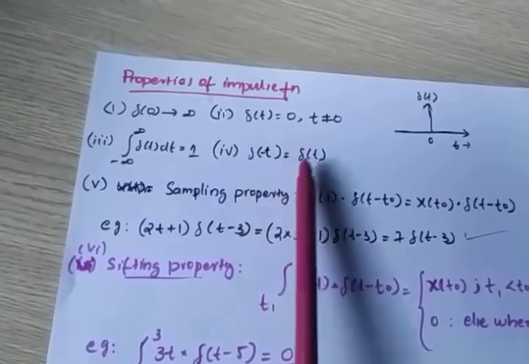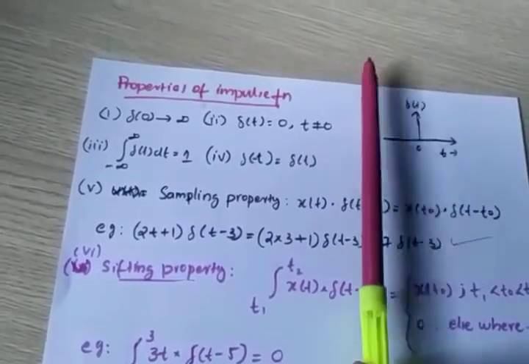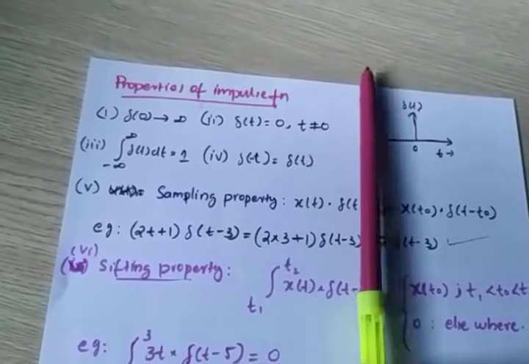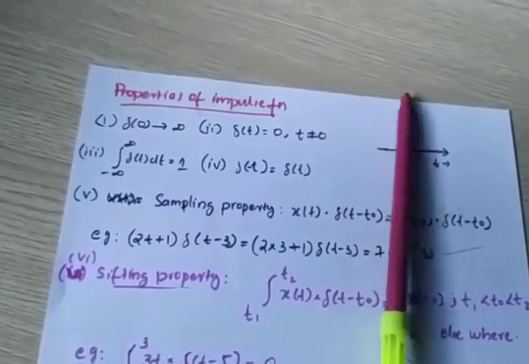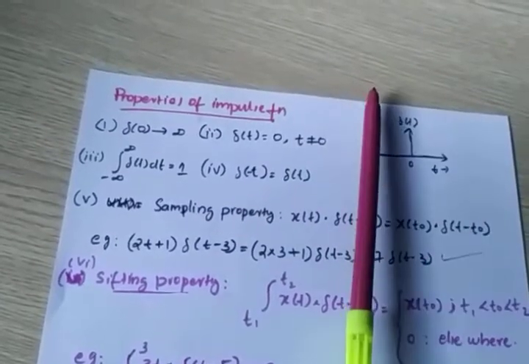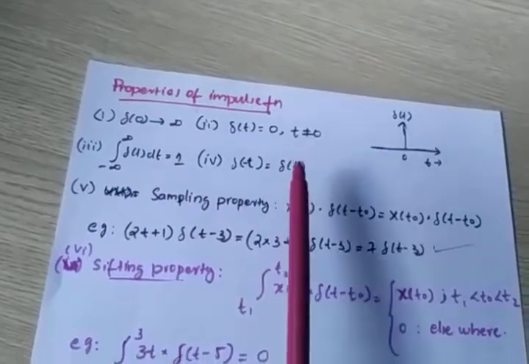Del of minus t equal to del of t. That means if you put a mirror on the y-axis and check the image in the mirror, you will get the same image only. If you take the mirror image of this signal, you will get the same signal. That is del of minus t equal to del of t.